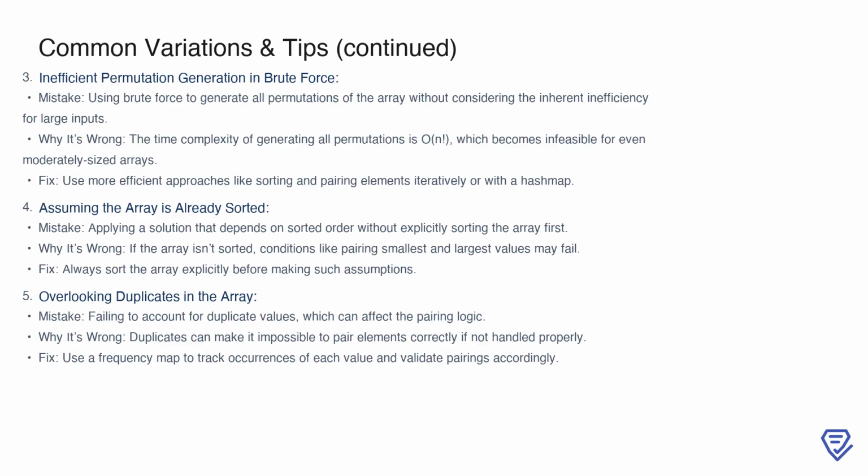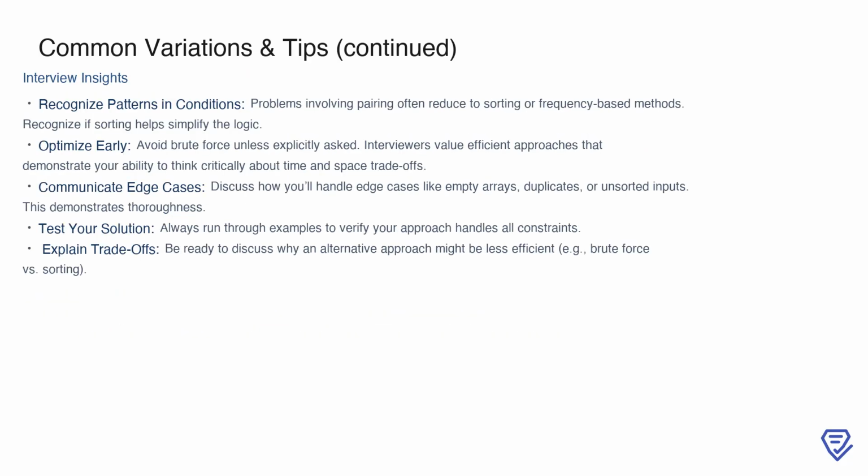Lastly, overlooking duplicates can break your pairing logic. For instance, if duplicates are not properly managed, you might fail to find valid pairings. A frequency map is a great tool here, as it allows you to track the count of each value and handle duplicates appropriately. To excel in interviews, there are a few key insights to keep in mind.